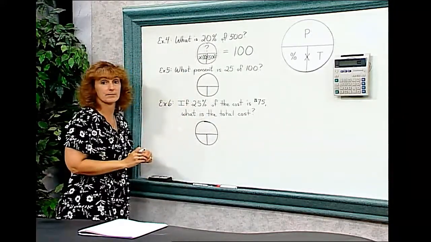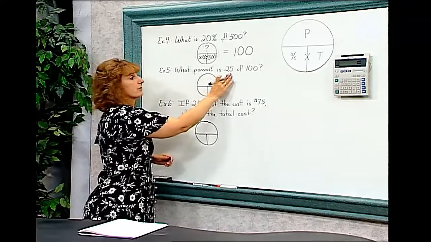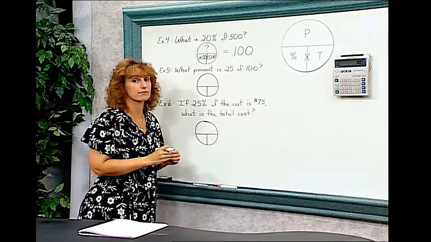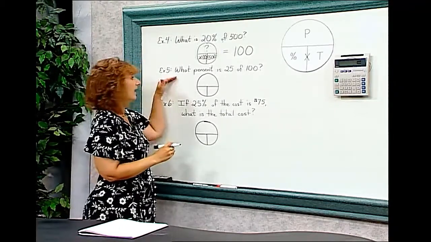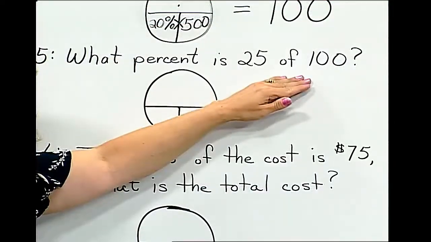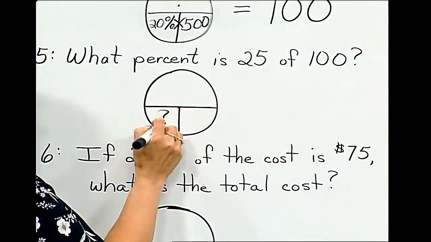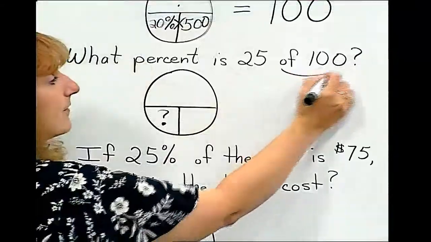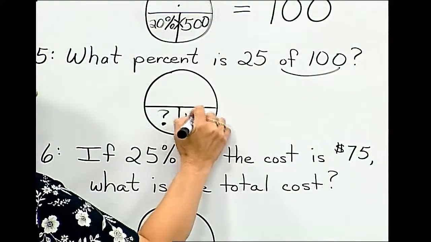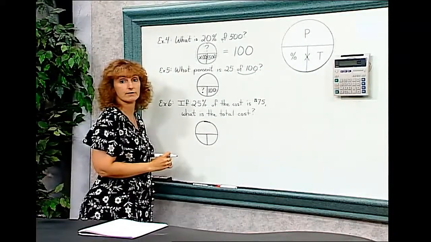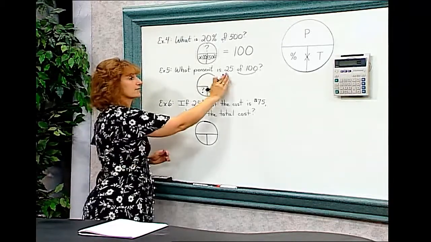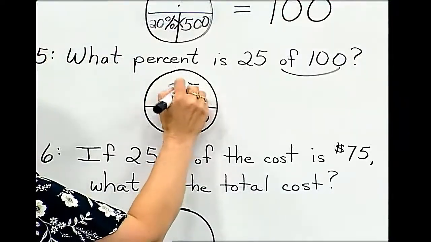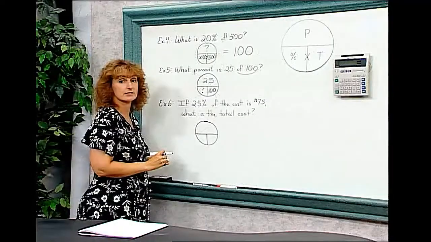Let's look at our next example. What percent is 25 of 100? I said before, the first number I always look for is the number with the percent symbol. And in this problem, there isn't one. That tells me that that's the part that's missing already. The number after the word of is always my total. So my 100 goes there. That only leaves one spot for the 25. And 25 is part of 100, so the 25 is up there in the percent circle.